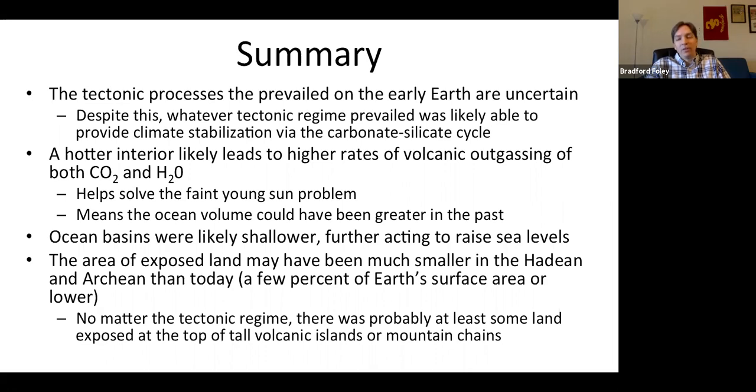And in different tectonic regimes, plate tectonics or stagnant lid or episodic regimes, there's still going to be ways to form mountains that could grow tall enough to stick up above sea level, right? So those kinds of mountain chains might have been the best bet to have exposed land in these wet-dry cycles that might be important for the origin of life. Right, thanks.